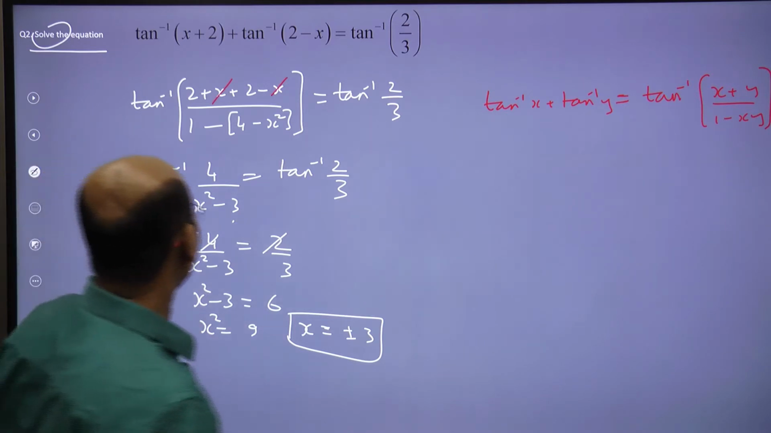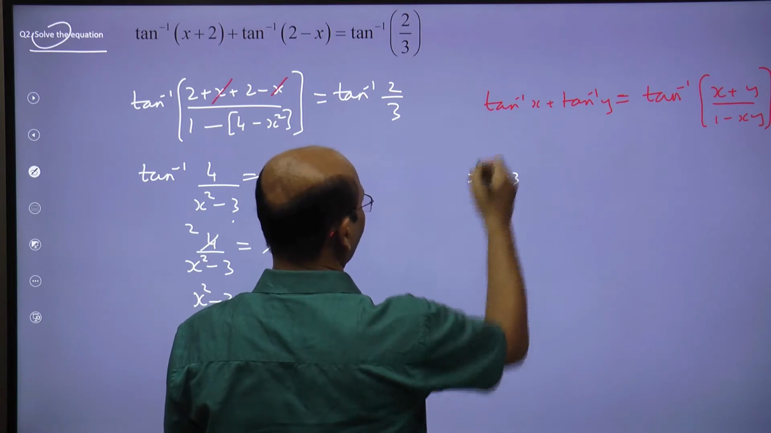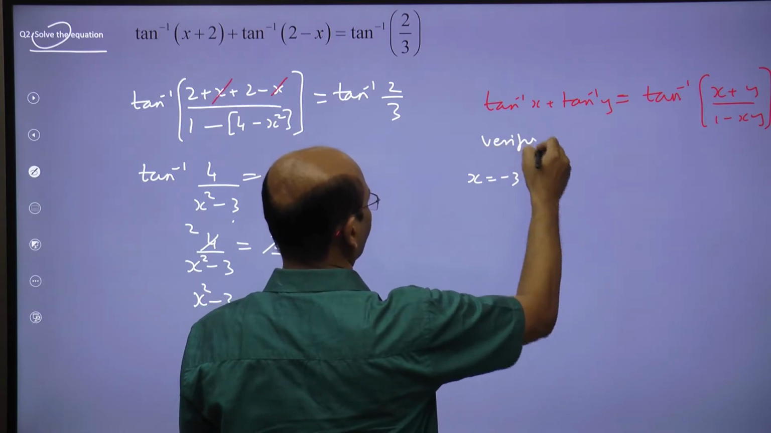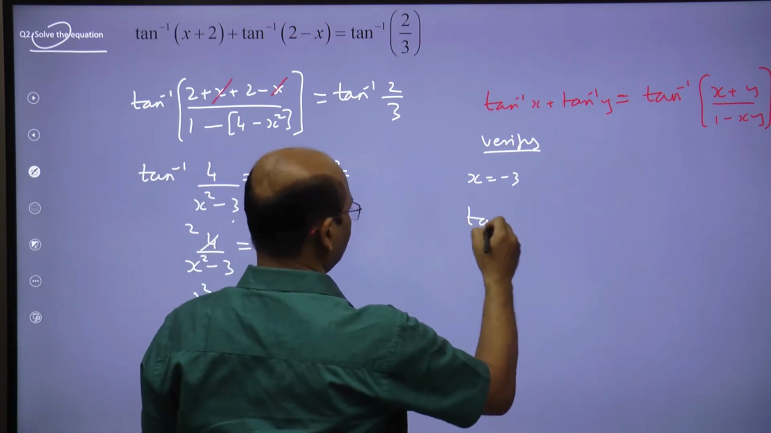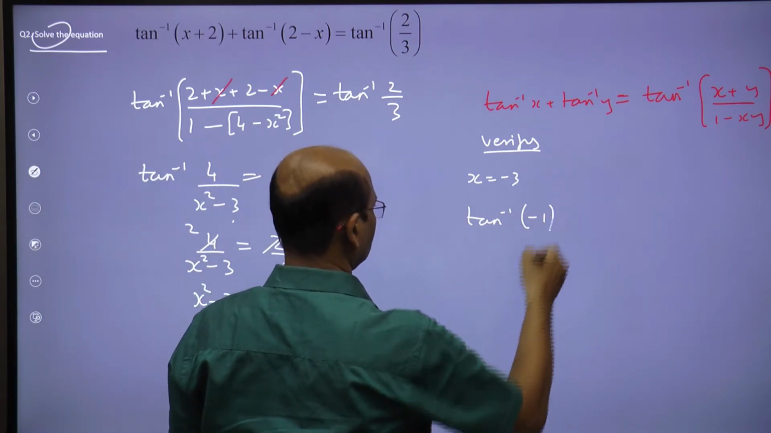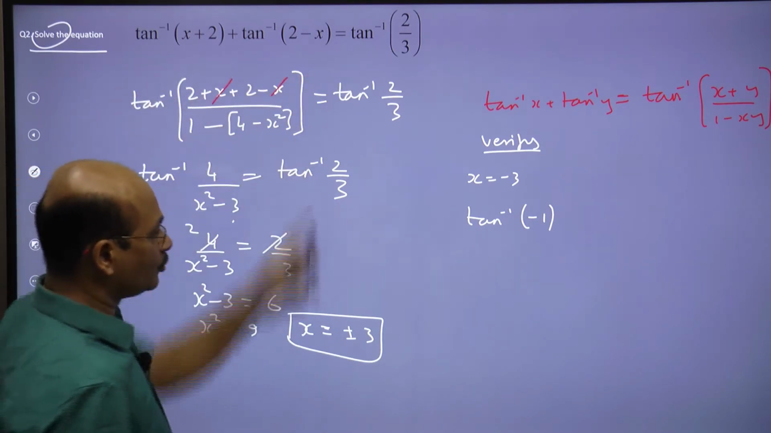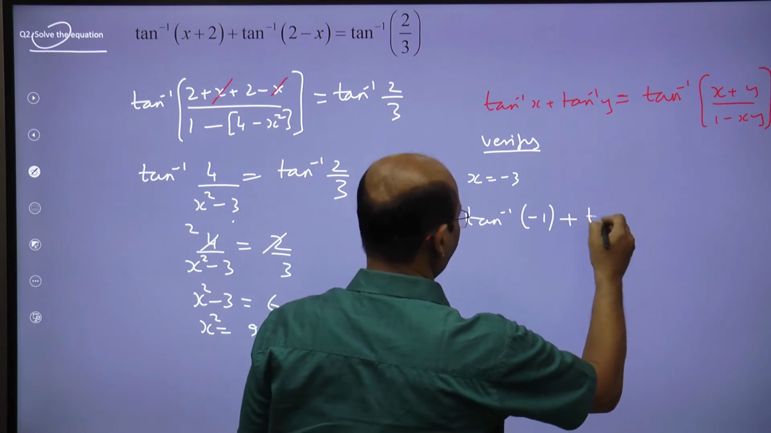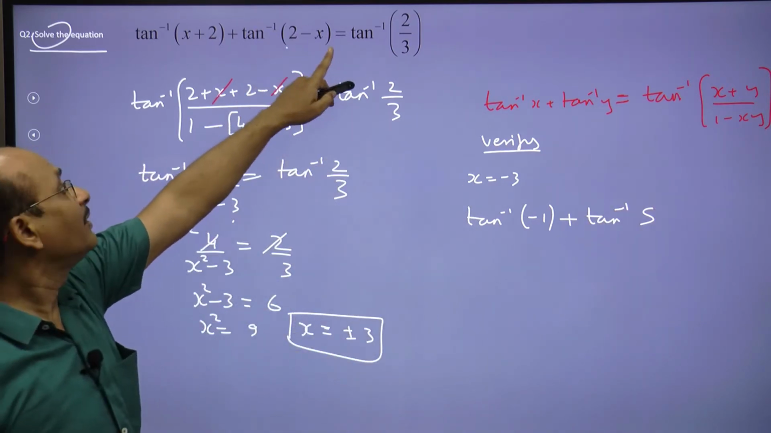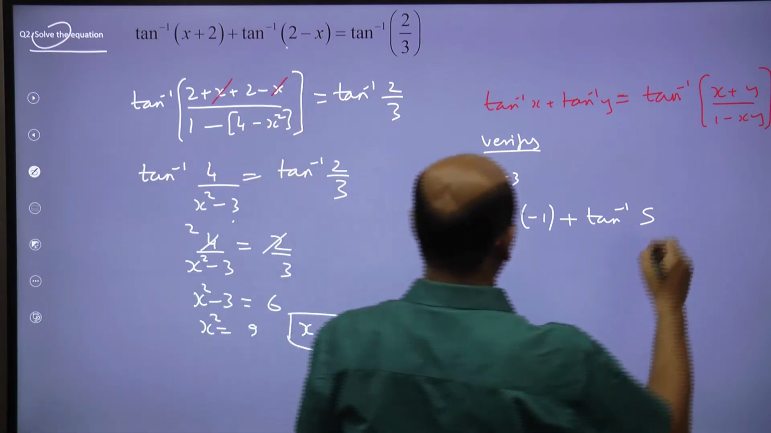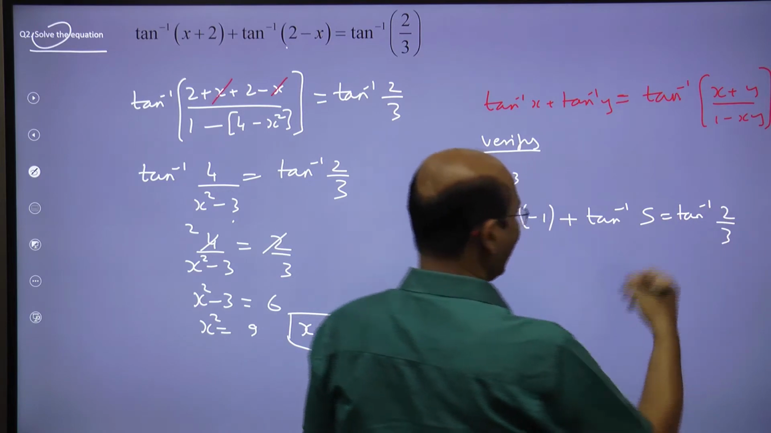Now, if you want to see, let us put minus 3 here. So, when x equals minus 3, okay, verify. Once I will show you. So, this will become tan inverse of minus 1, that is minus 3 plus 2, minus 1, plus tan inverse of 2 minus x, plus tan inverse 5. Why 5? Because 2 minus of minus 3 will become plus 3. Tan inverse 5 is equal to tan inverse 2 by 3. Now, I need to prove this.